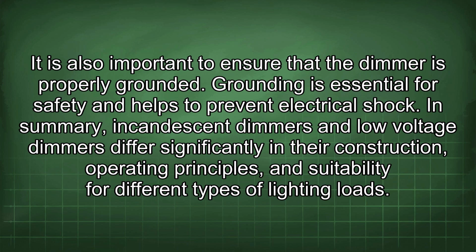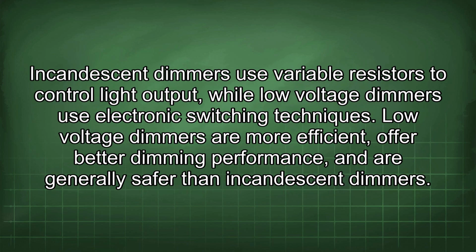In summary, incandescent dimmers and low-voltage dimmers differ significantly in their construction, operating principles, and suitability for different types of lighting loads. Incandescent dimmers use variable resistors to control light output, while low-voltage dimmers use electronic switching techniques. Low-voltage dimmers are more efficient, offer better dimming performance, and are generally safer than incandescent dimmers.